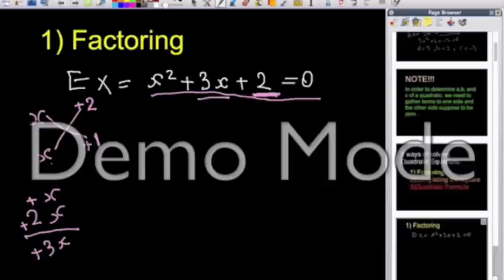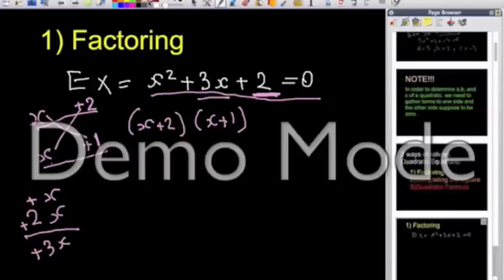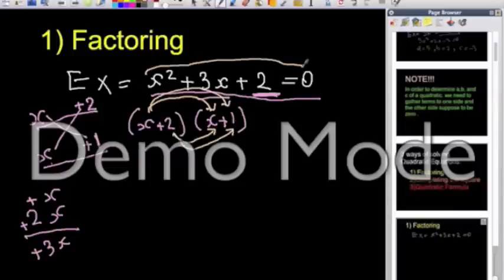So now, if you take a look at this, we see x plus 2 and x plus 1. Okay, let's write it down: x plus 2, x plus 1. That's it, we just factored. See, if you multiply this with this, and this with this, and this with this, and this with this, we would get the whole equation right here. Okay, we just did the second step.